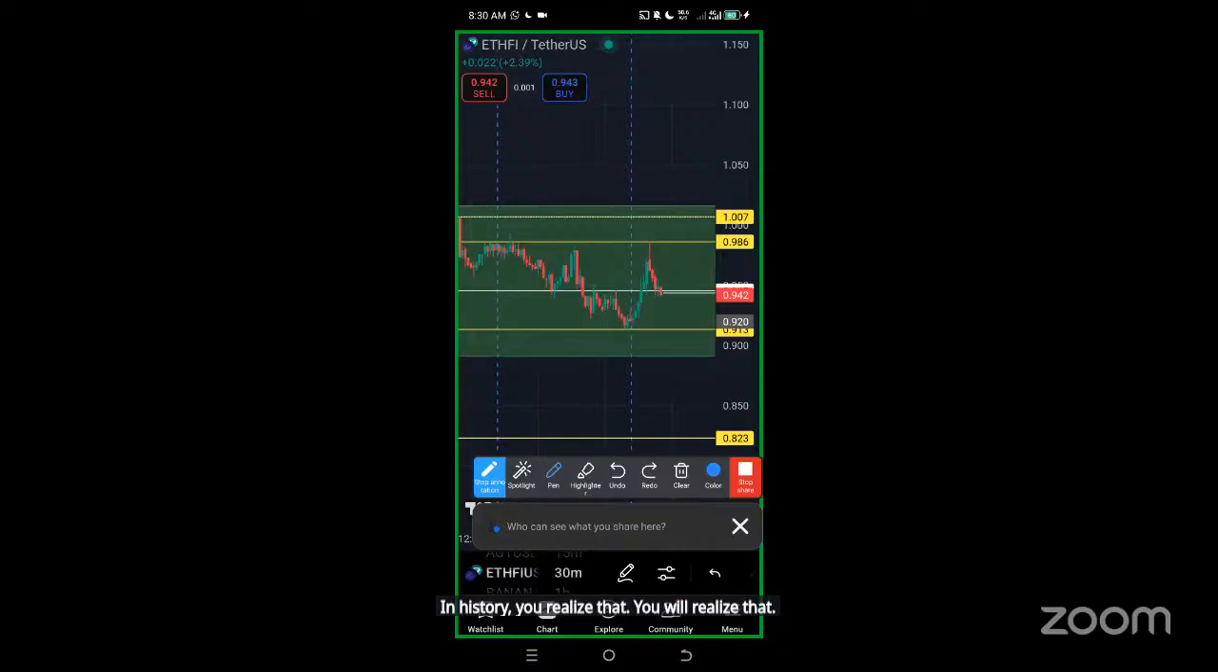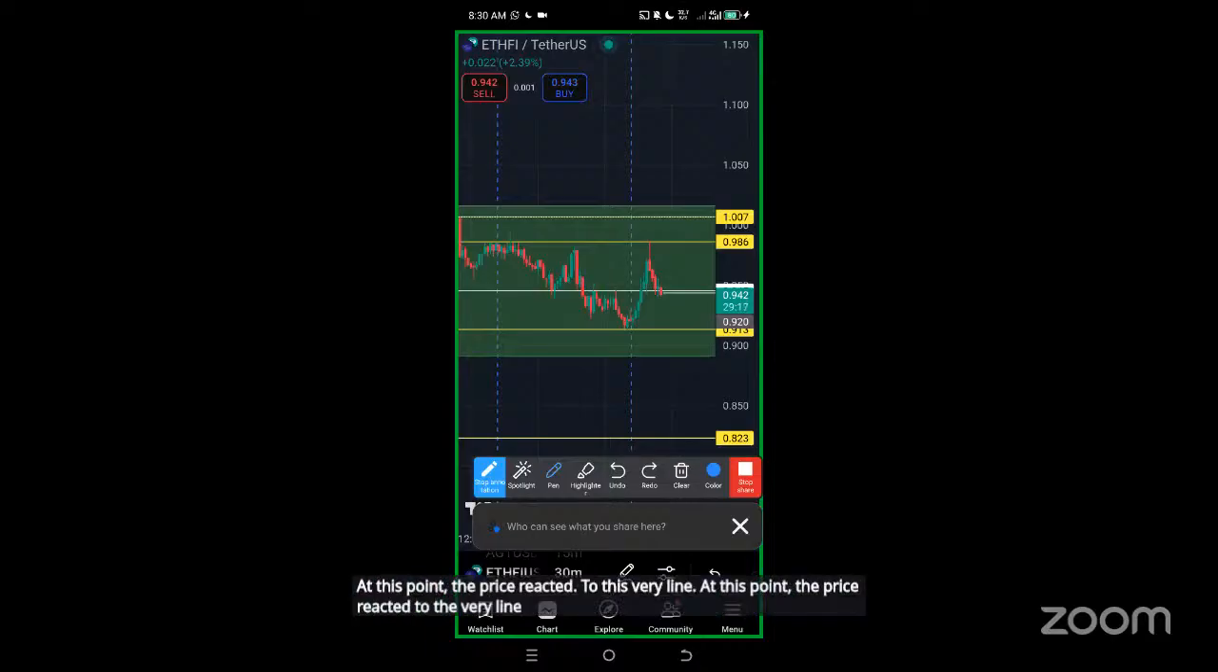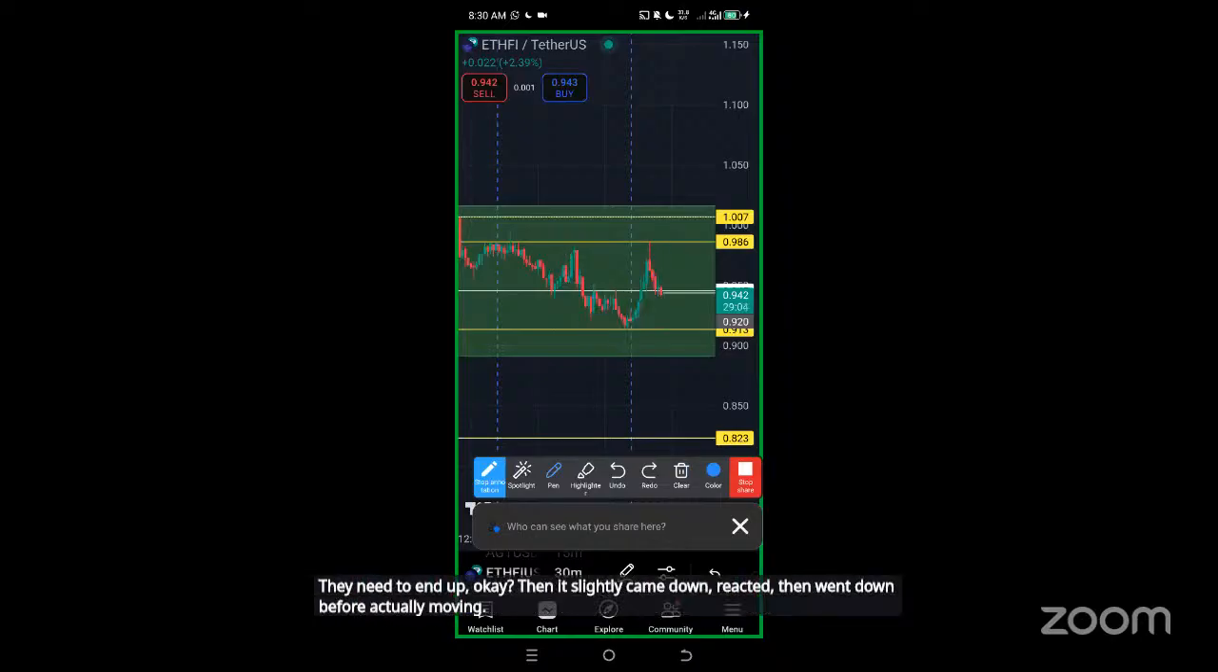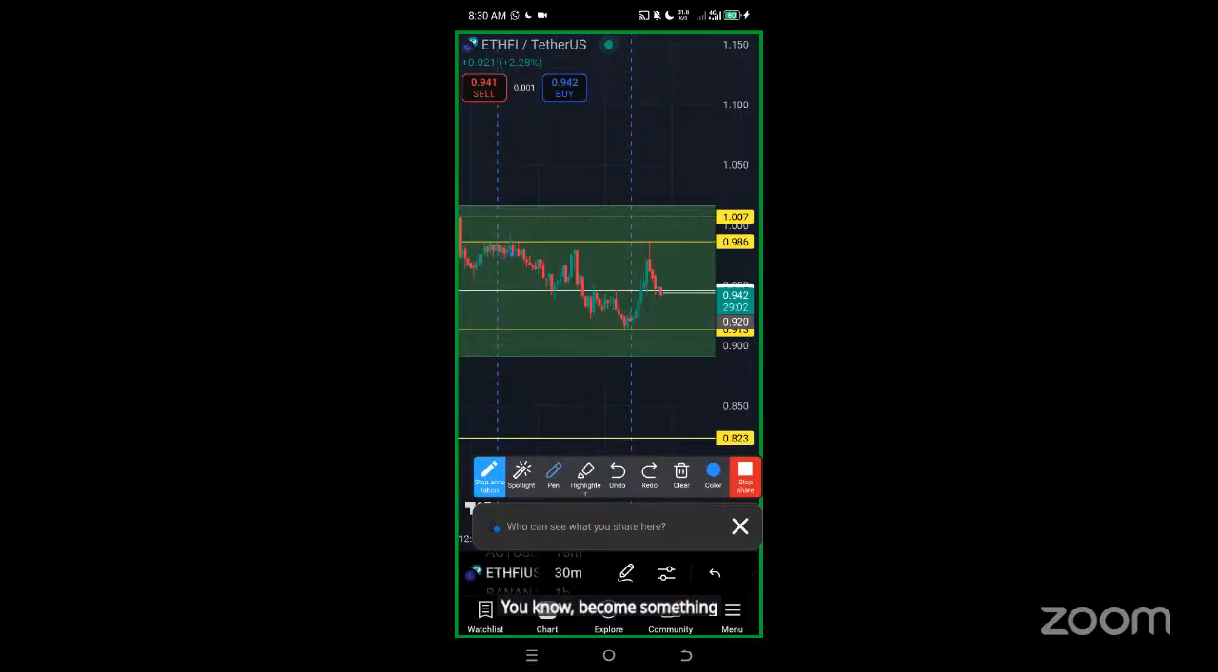at this point, the price reacted to this very line. At this point, the price reacted to the very line, much as the wick tried to move above. But if you follow through this movement in the price here, then it went up, okay? Then it slightly came down, reacted, then went down before actually moving. Then also, if you monitor through this movement, the price reacted before going up to the very same level.